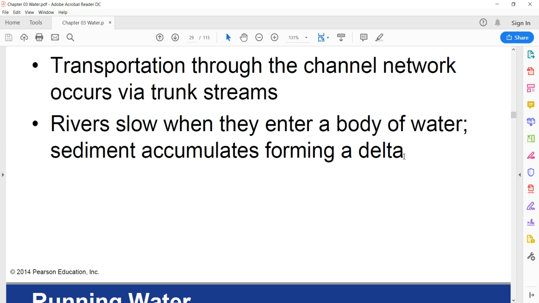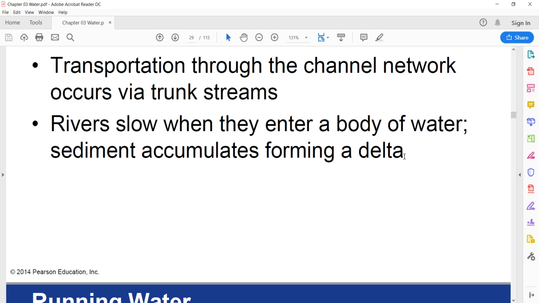So the delta is the region right before the water falls into a stationary body of water, which may in some cases be an ocean or gulf. You can think about the Gulf of Mexico, or the water which falls into the Atlantic Ocean or Pacific Ocean.